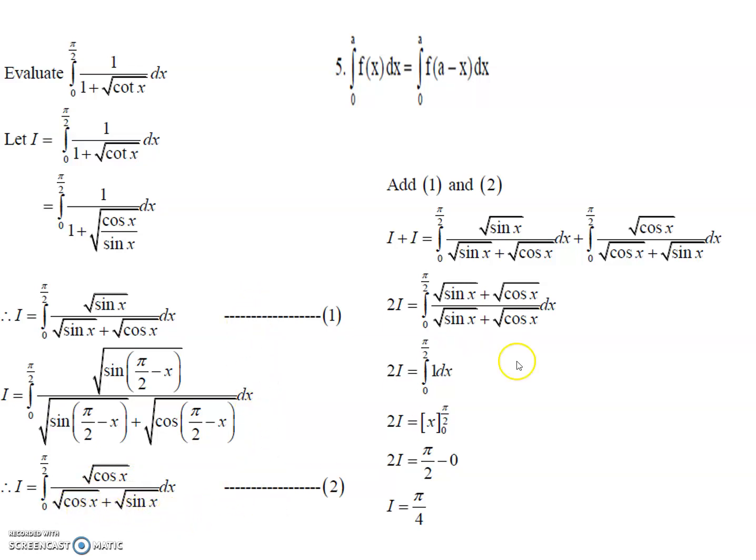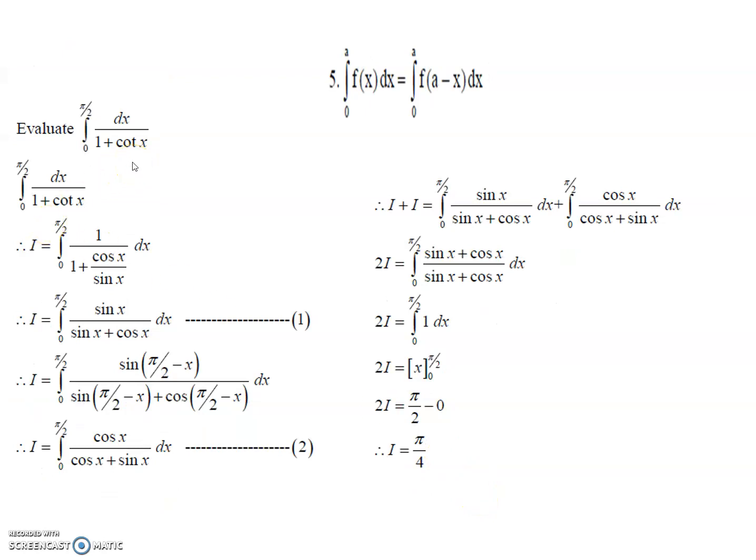Adding equation 1 and 2 we derive 2I is equal to integral 0 to pi by 2 of under root sin x plus under root cos x upon under root sin x plus under root cos x. Common term gets cancelled. We derive 2I is equal to integral of 1 dx, lower limit 0, upper limit pi by 2. What is the integration of 1? Yes, it is exactly x. So 2I is equal to x, lower limit 0, upper limit pi by 2. 2I is equal to pi by 2 minus 0. I is equal to pi by 4.